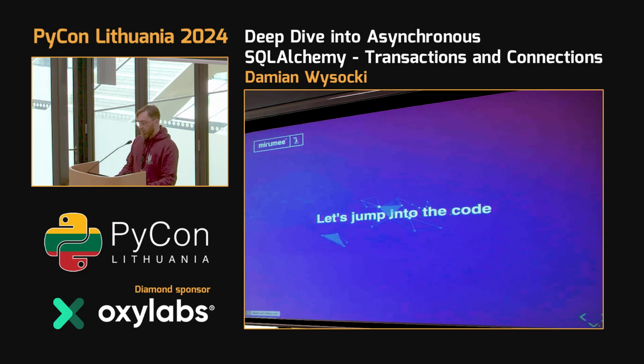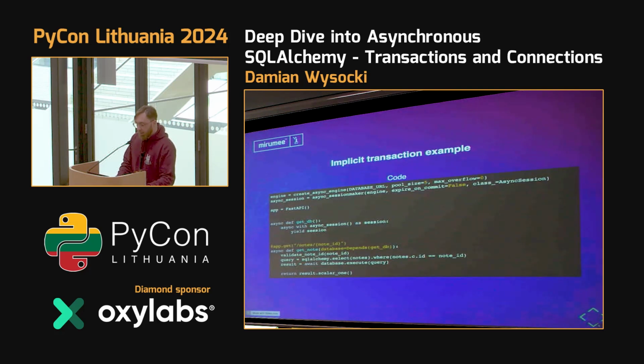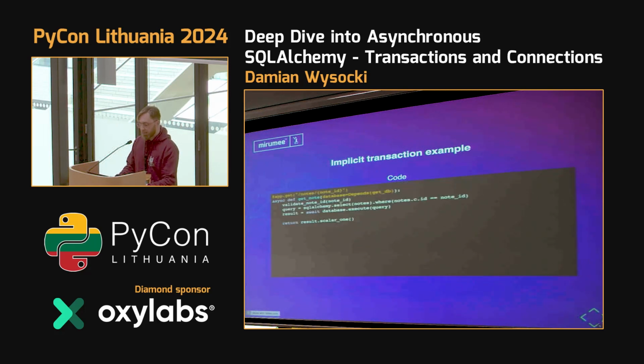Okay, so let's jump into the code. Let's start with the first example, which we call the implicit transaction example. First, we'll create an async engine with a pool size of 5, followed by a simple function to retrieve the session, which will be used as a dependency injection. It's important to note that we are using SQLAlchemy in the context of FastAPI, so we initialize the FastAPI app. For the sake of clarity, we'll omit this code from subsequent examples since it remains the same.